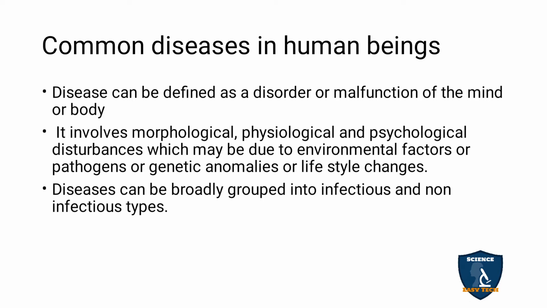You cannot live a normal life if you have any disease. You cannot do normal life, normal work. So that is not an easy thing. If they ask for the definition of disease: a disorder or malfunctioning of mind or body. It involves morphological, physiological and psychological disturbances, which may be due to environmental factors, pathogens, genetic anomalies or lifestyle changes. So how does this disease come, how does it affect?